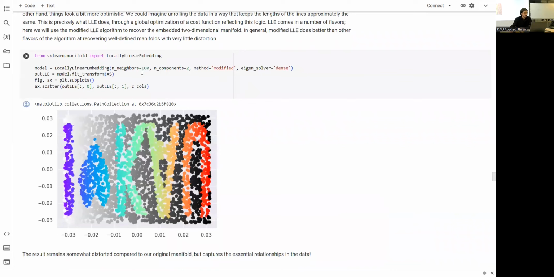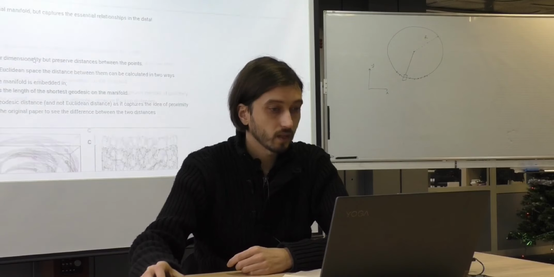Here is an example of using LLE on the S-shaped dataset. And you see that it has really unwrapped everything perfectly. That's really great. All the points that were close remained close. That's really nice to have.